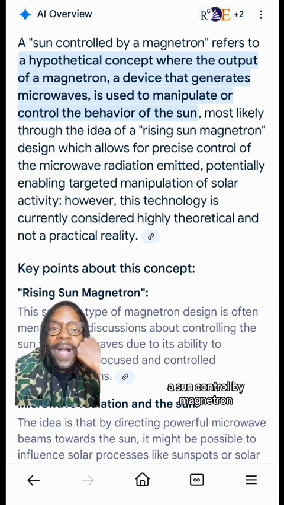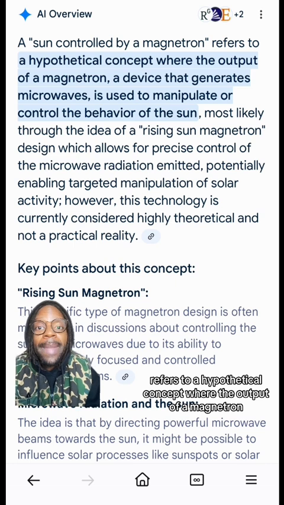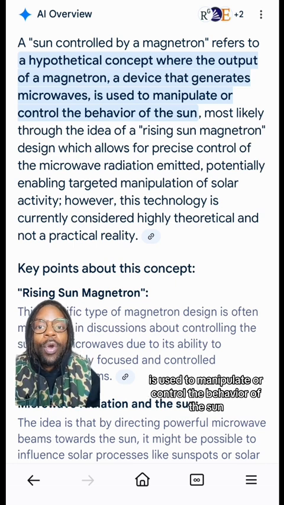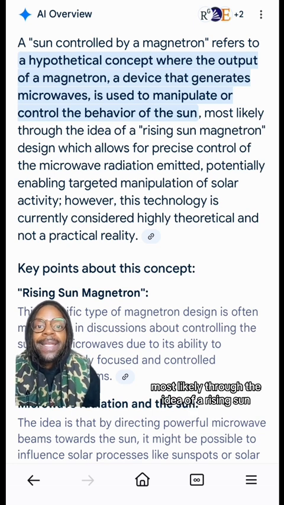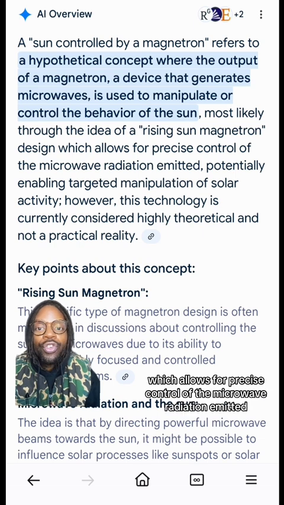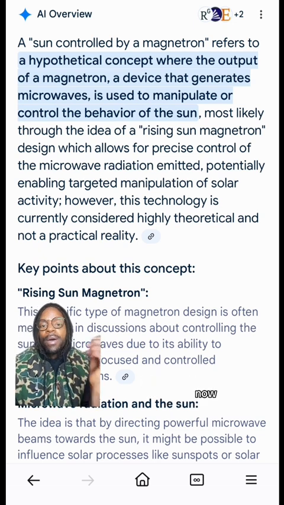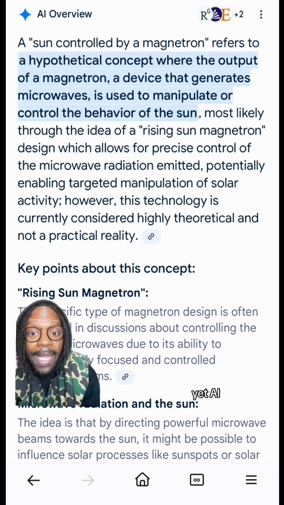A sun controlled by a magnetron, but if this is your first time hearing it, a sun controlled by magnetron refers to a hypothetical concept where the output of a magnetron, a device that generates microwaves, is used to manipulate or control the behavior of the sun. Most likely through the idea of a rising sun magnetron design, which allows for precise control of the microwave radiation emitted, potentially enabling targeted manipulation of solar activity. Now, it's highly theoretical, and it says it's not practical reality yet.